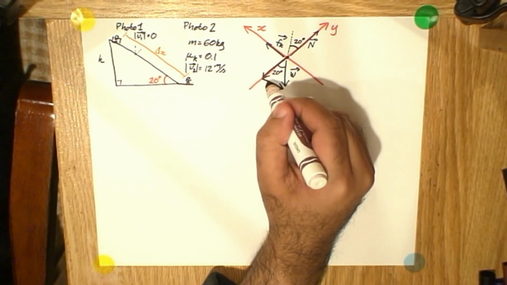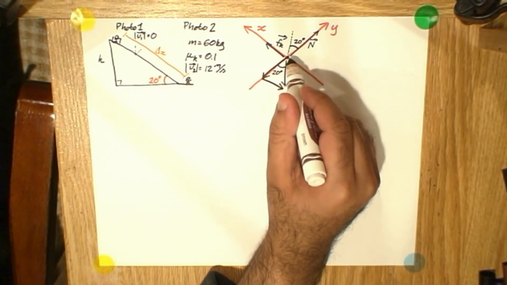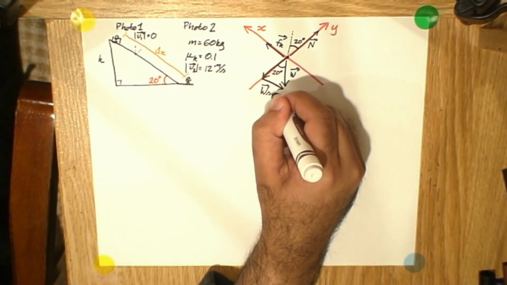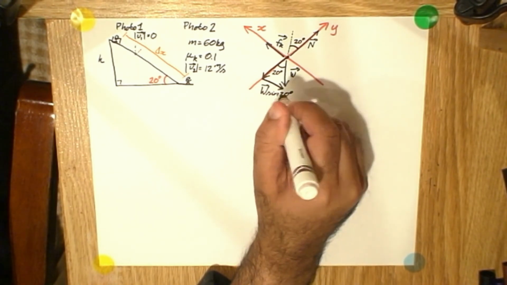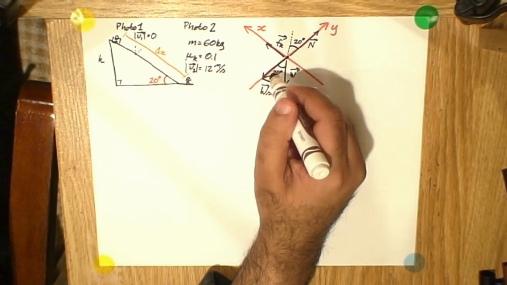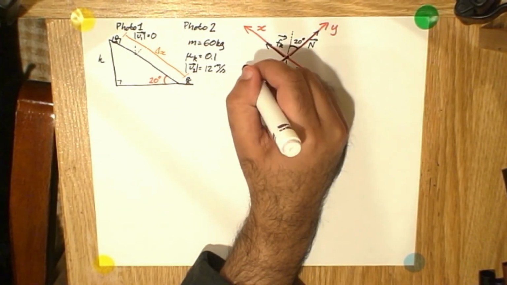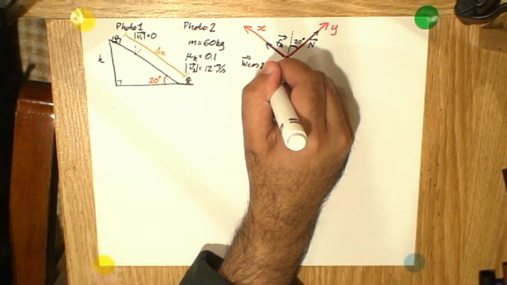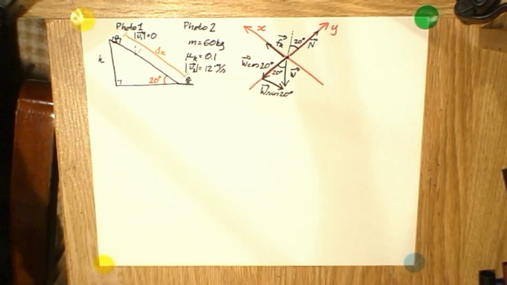So, this component of weight, which is opposite the angle, would be weight sine of 20 degrees. And this one, which is in line with the normal force along the y-axis, is adjacent to the angle. So this is weight cos 20 degrees. Let us calculate a few of these values.